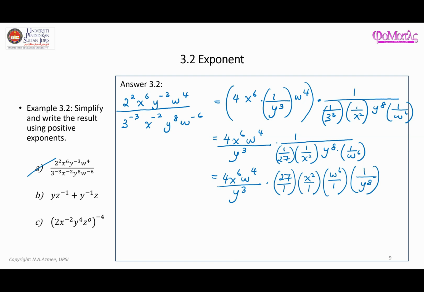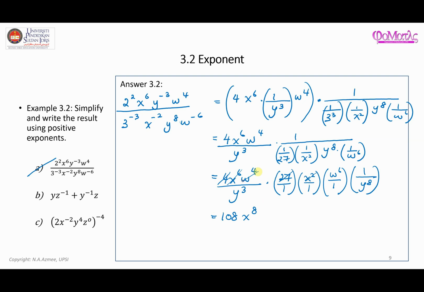Okay, then what we have to do is we're just going to multiply the common terms. So for example, 4 times 27, we're going to get 108. So this one is done. Now we have x over here, x to the power of 6, x to the power of 2. If you combine these two terms over here, you will get x to the power of 8.